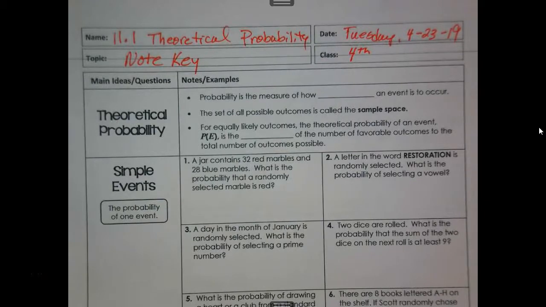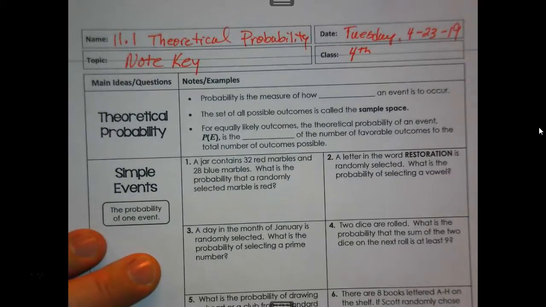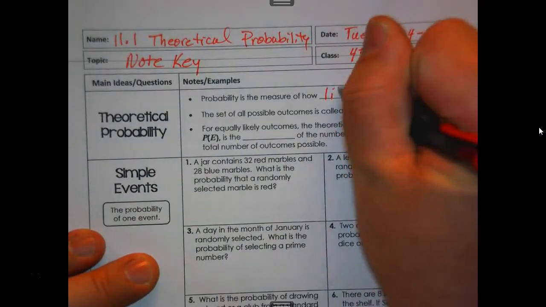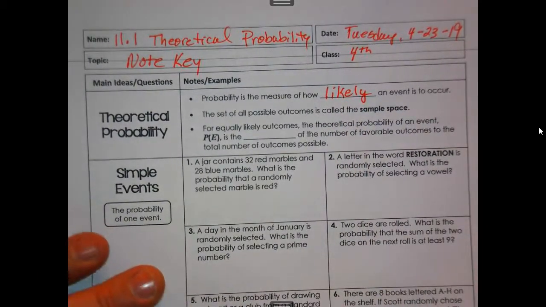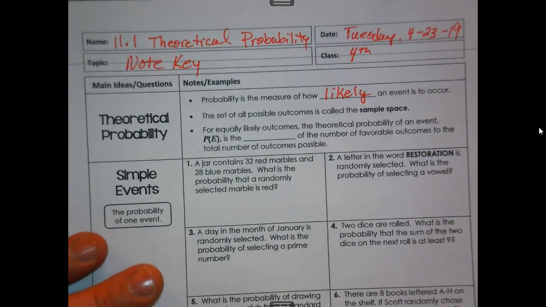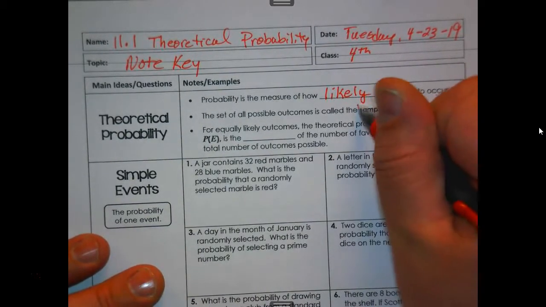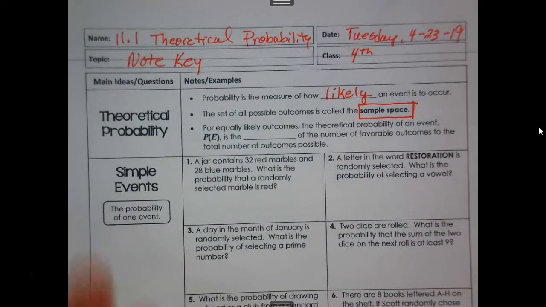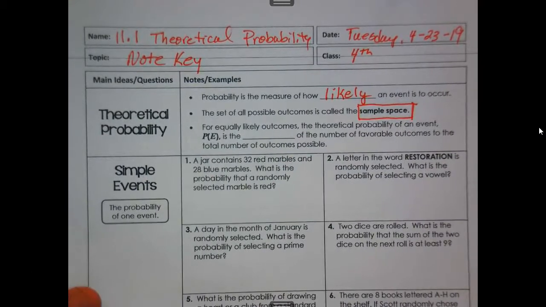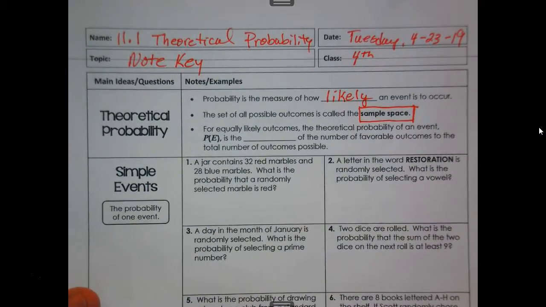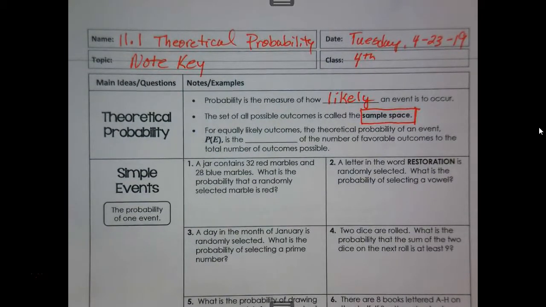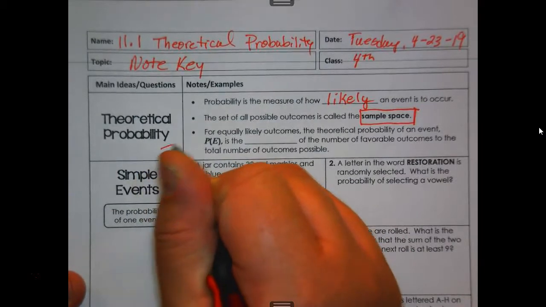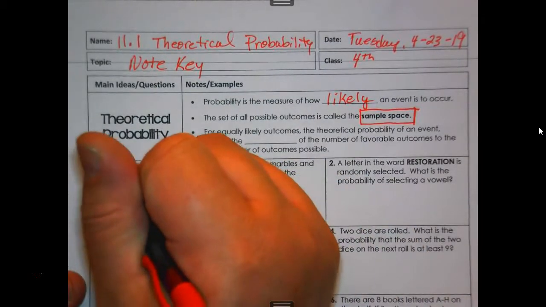Okay, probability is a measure of how likely an event is to occur. The set of all possible outcomes is called the sample space. This is going to become a very important concept to you in your future endeavors. For equally likely outcomes, the theoretical probability of an event, P of E, this is a new math symbolization.